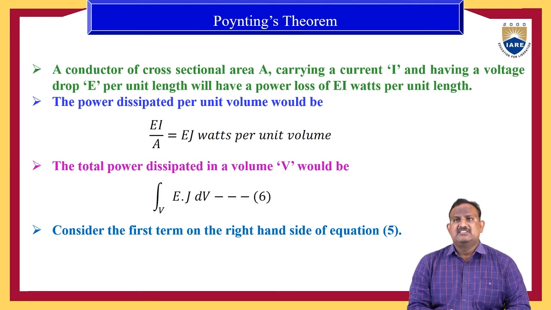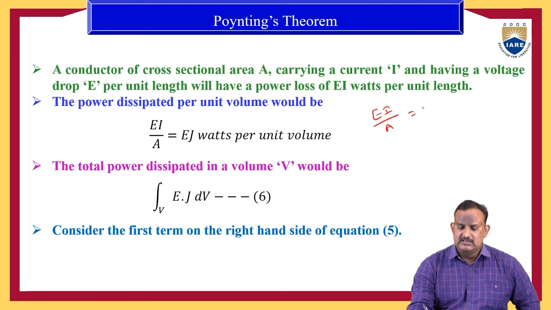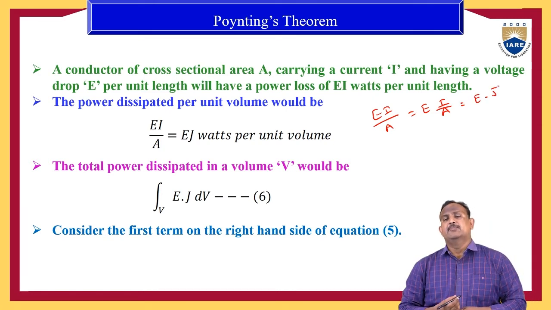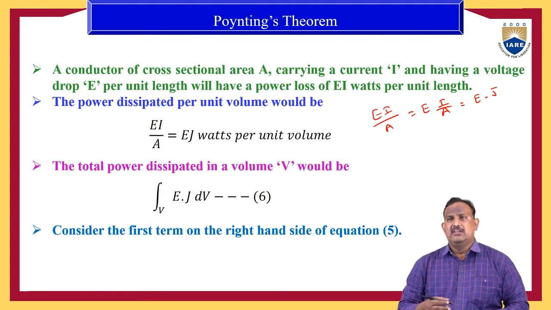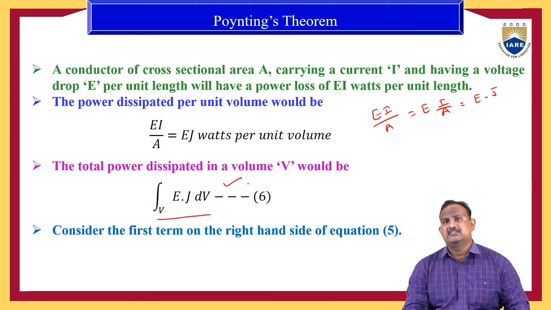So here the power dissipated per unit volume can be calculated as EI per unit volume. The unit area is A. Therefore it is E into I by A, where the current per unit area is the current density J. So it is E dot J watts per unit volume. The total power dissipated in a volume V would be the volume integral of E dot J dV. It is on the left hand side of the equation.